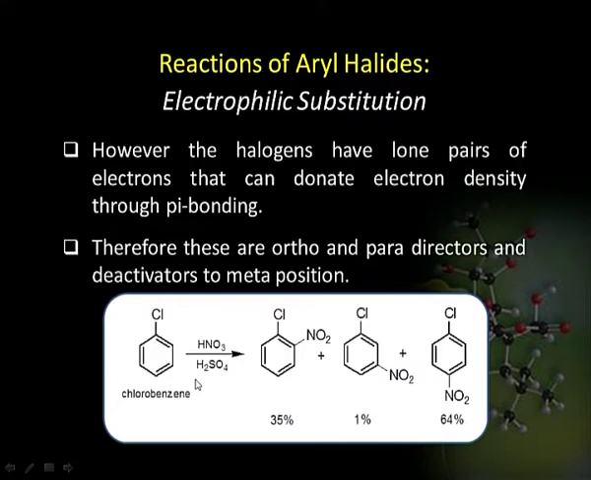If we look into this reaction, chlorobenzene undergoes nitration and produces three types of products. One is ortho, another meta and para. The para product, being the least sterically hindered, gives the maximum amount of product, whereas the next is the ortho product, which is obtained in 35% amount, and the meta product is hardly obtained.